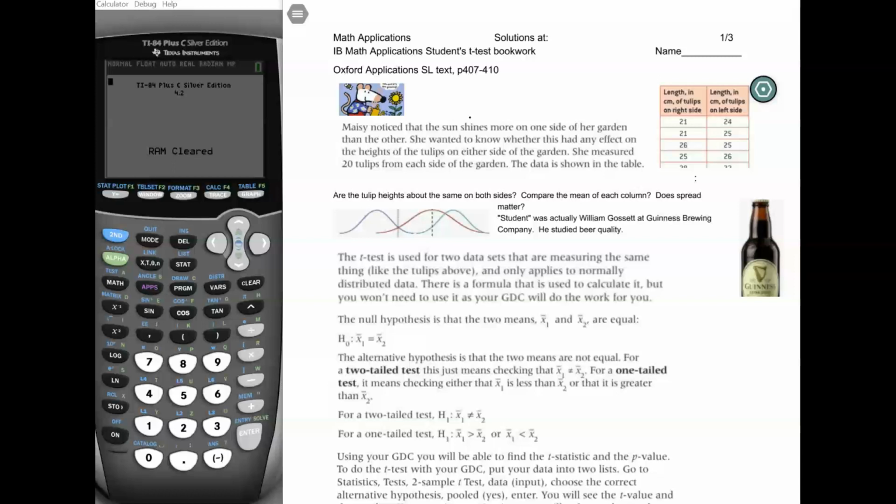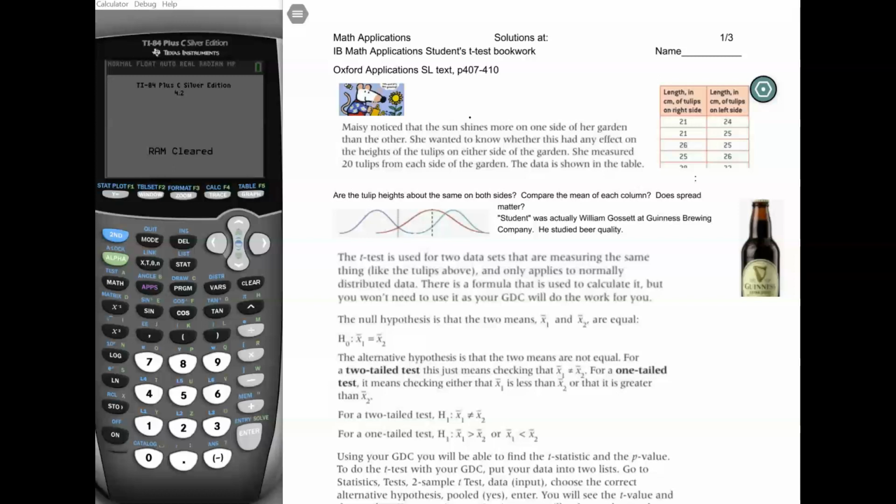So if we look at the data that Maisie collected, she has the right side of the garden tulips and she has the left side of the garden tulips here. I made an abbreviated list here in the book. It goes a lot further, but I just put the first 4 lengths on each of these, okay? Let's talk about what this has to do with normal distribution, because sometimes we're going to do this at the end of the normal distribution unit.